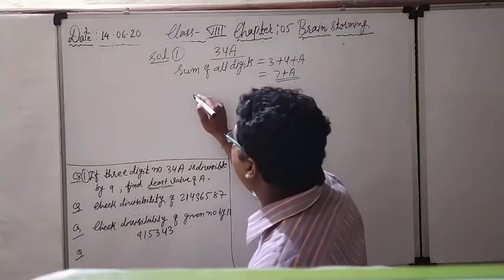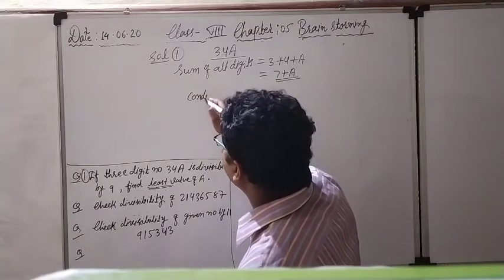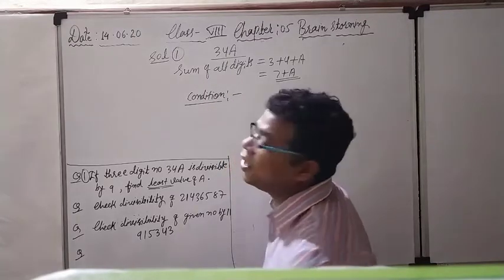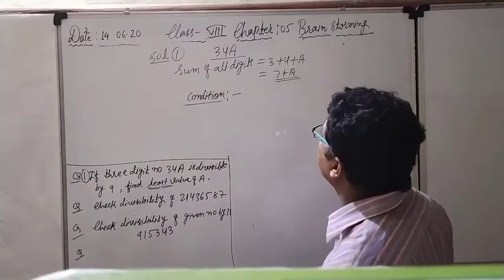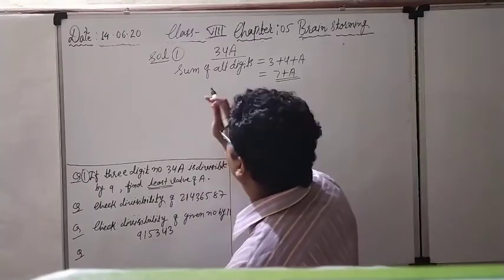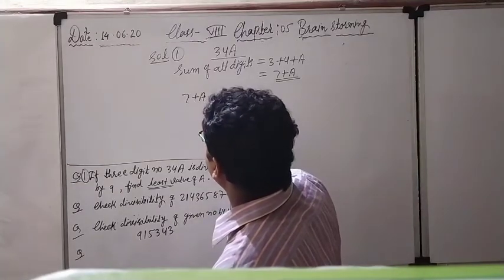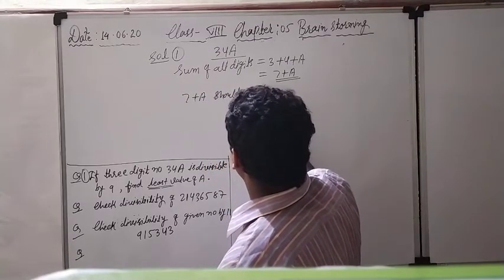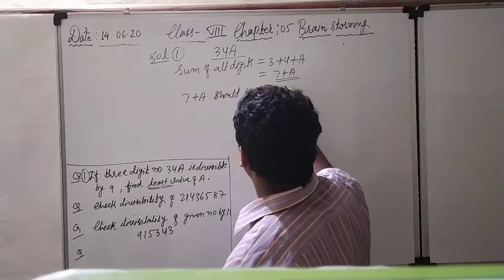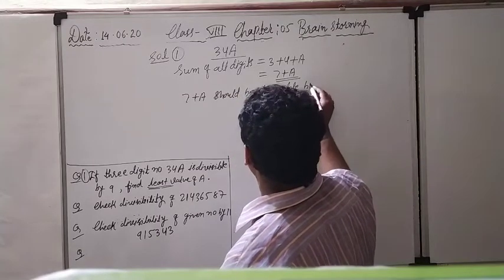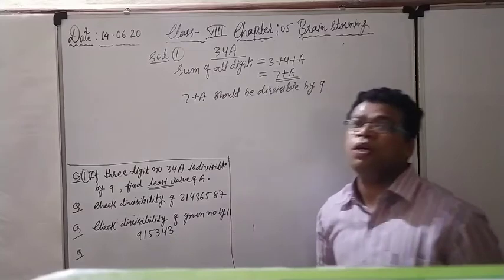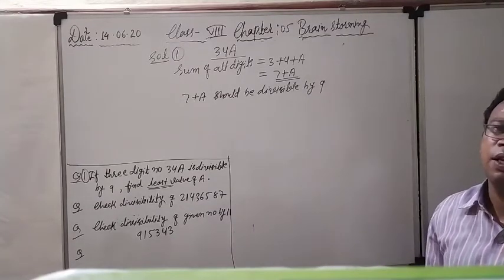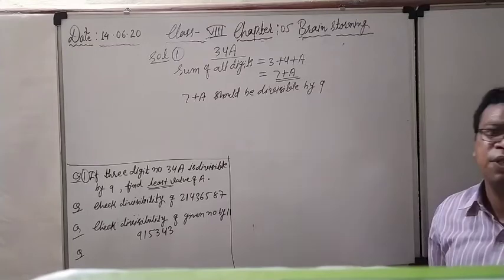Right now see the condition. According to the condition for the divisibility rule of 9, what should I write down? 7 plus A should be divisible by 9. According to the rule, if the sum is divisible by 9, then only that whole number will be divisible by 9.